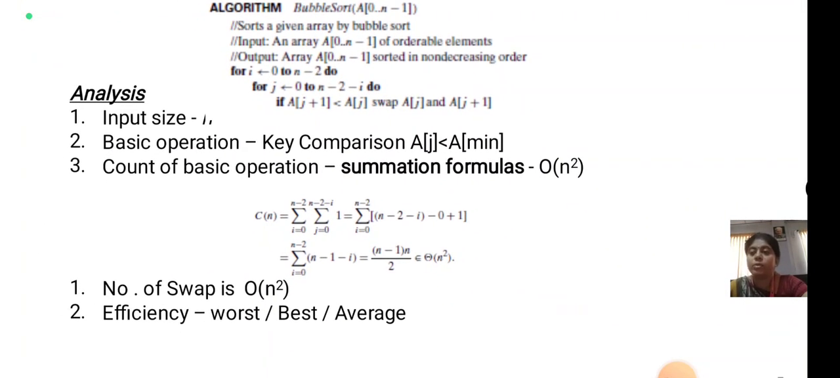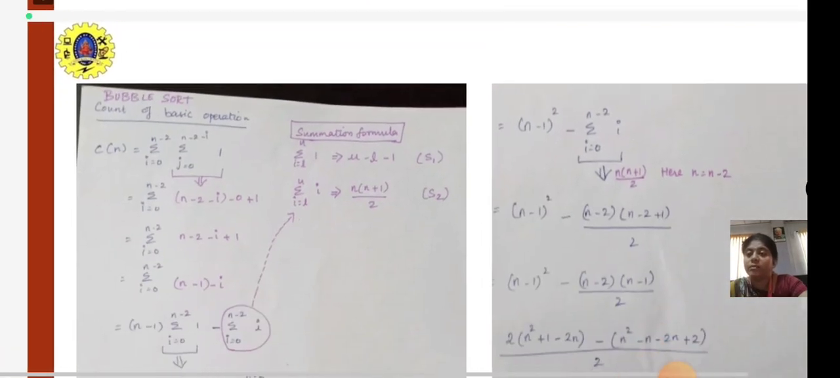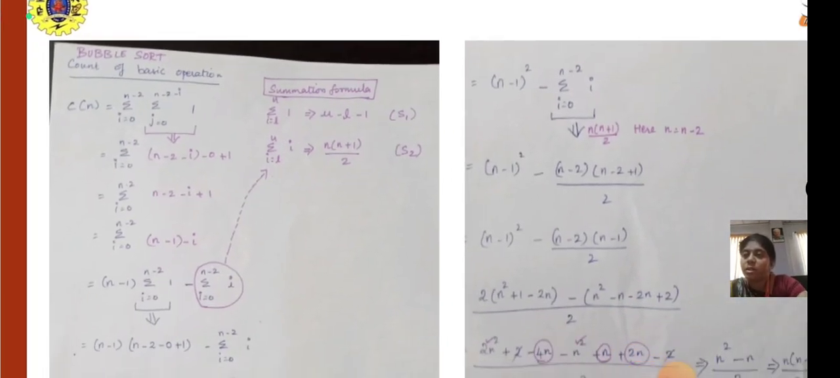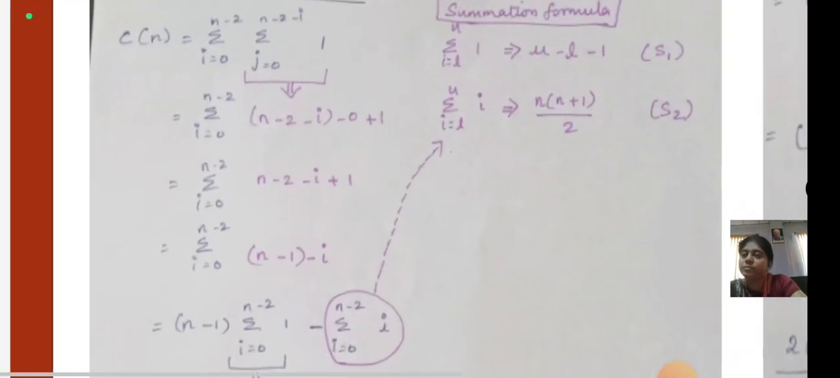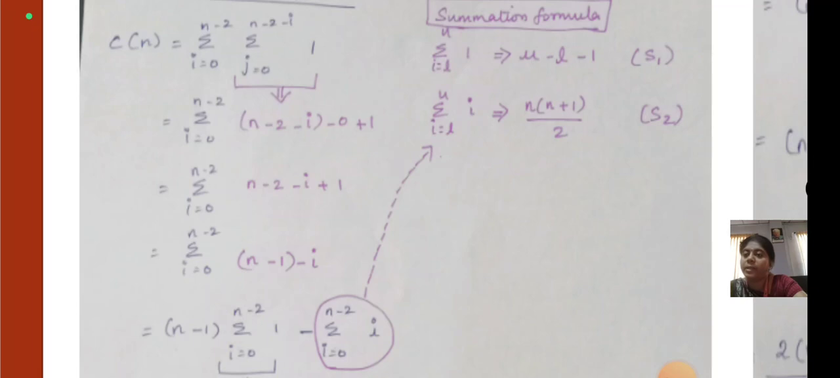For the input size, here also it is n, and the key basic operation is the comparison, a of j less than a of j plus 1. The basic operation count is 1, i runs from 0 to n minus 2, and j runs from 0 to n minus 2 minus i. Here we take the upper bound minus the lower bound plus 1. So we substitute here, and we get n minus 1 minus i.